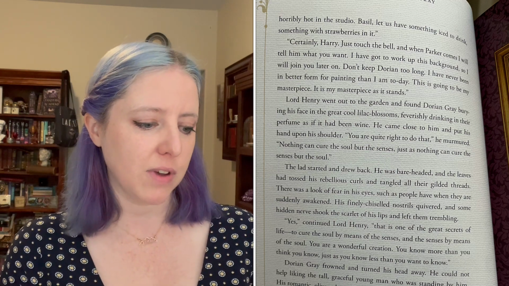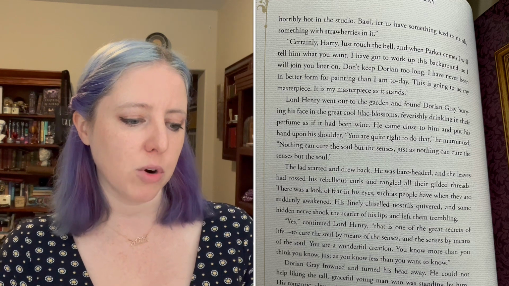All right, so as he's finishing up this painting, Dorian and Lord Henry go out into the garden, and now that Dorian is taken away and isolated, Lord Henry is able to exert even more influence over him. He begins right away with this almost seductive way of approaching Dorian. It says, "Lord Henry went out into the garden and found Dorian Gray burying his face in the great cool lilac blossoms, feverishly drinking in their perfume as if it had been wine." So Dorian already has this penchant for really soaking up beauty, not only being beautiful himself, but luxuriating in the excessive beauties all around him. That's really so much of what this book is.